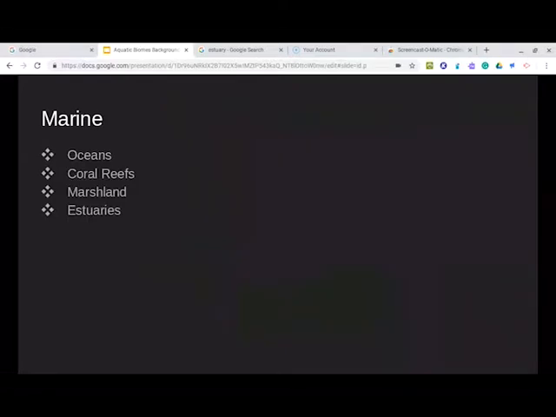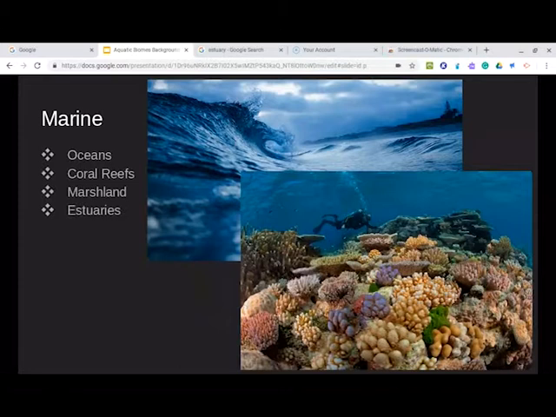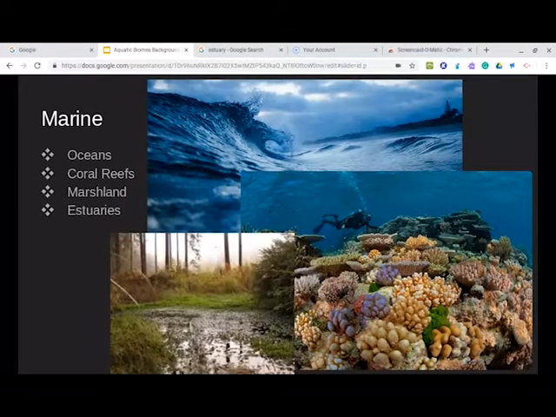When it comes to your marine biomes, that's going to include your oceans, your coral reefs, and it's labeled here marshlands. I would like to make that a little more general and call it wetlands. Your wetlands are typically around the coastline of some sort of body of water, typically close to the ocean. If it's alongside a river, it'll be closer to the ocean.